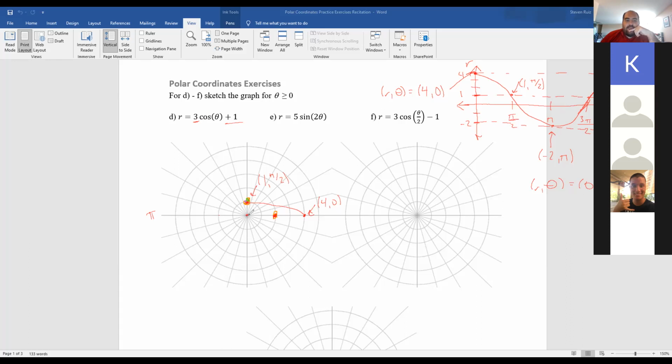So now let's talk about where those might be. We're not going to find them exactly because we're just sketching here. But about what angle am I going to have that zero crossing?